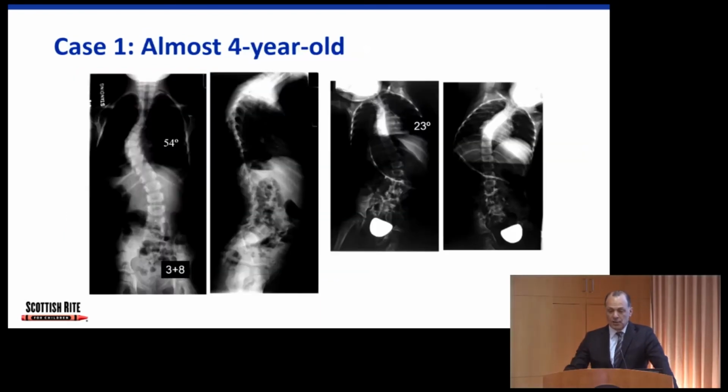So in a young patient like this, who's almost 4 years of age, she falls into the infantile idiopathic scoliosis. Her curve started before 3 years of age. She just happened to present to us at almost 4 years of age. So she had a very large curve. And you can see on these right films that when you bend her to the left, the curve is relatively flexible.